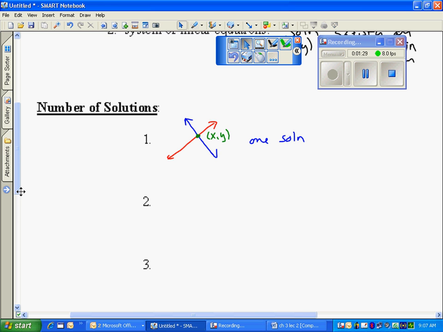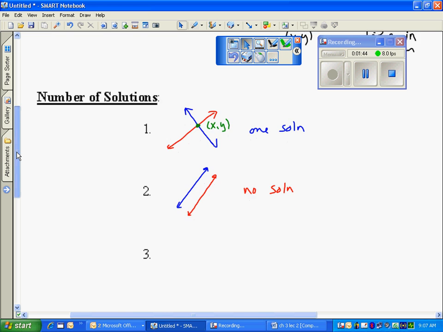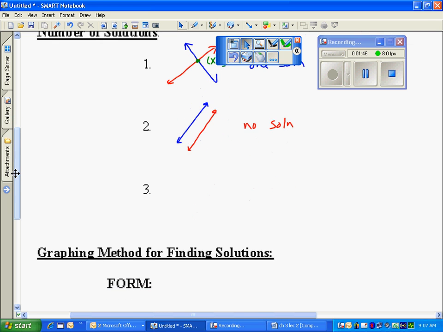Now we have some other cases that may happen. Again, we'll keep the color of these lines, and in this case, the two lines are what we call parallel. And in this case, there is no solution. These lines do not intersect, so there is no ordered pair that works for both the red and blue line.